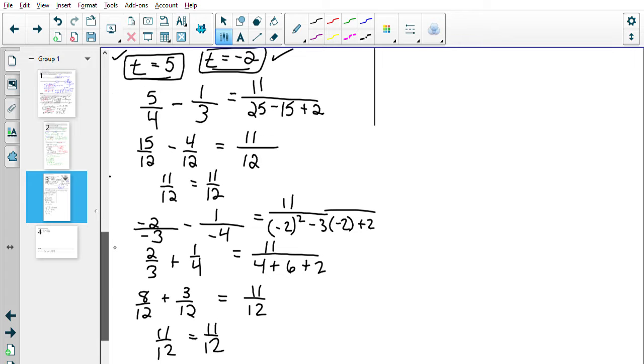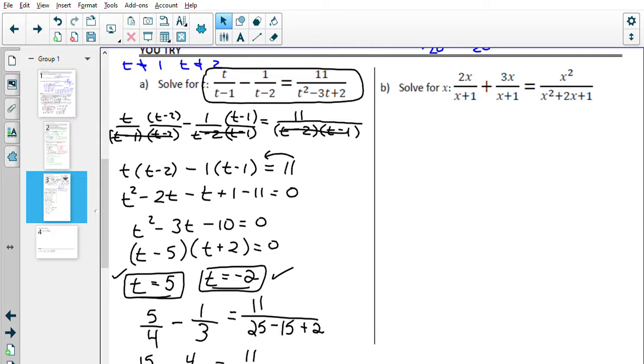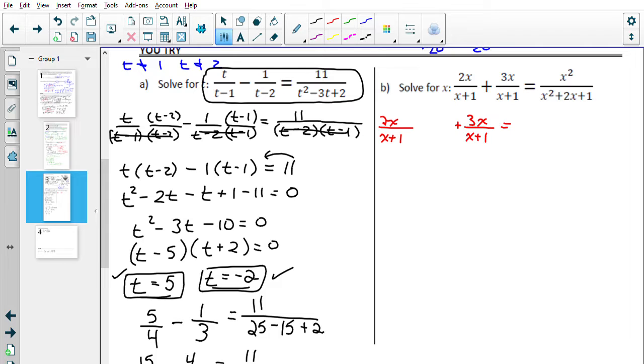So our other example is going to be a little bit more challenging to check. So I'll switch over the colors here. So again, leaving myself some room, I have 2x over x plus 1 plus 3x over x plus 1 equals, whoops, I forgot to leave some room, equals x squared over, we factor the denominator, and you get x plus 1 onto x plus 1. So each one of these needs an extra x plus 1 added to them, on top and bottom.